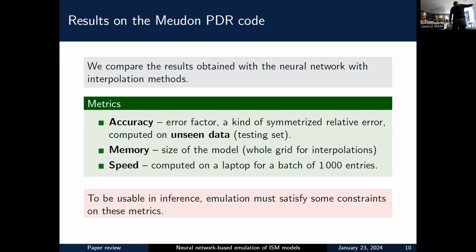We'll have also the memory metric, which is basically the size of the model. One important thing is that in the case of interpolation methods, the size of the model is the size of the whole grid, because the whole grid has to be loaded in memory to do interpolations. And the third one is the speed of the computation, with the models computed on my laptop for a batch of 1,000 entries.